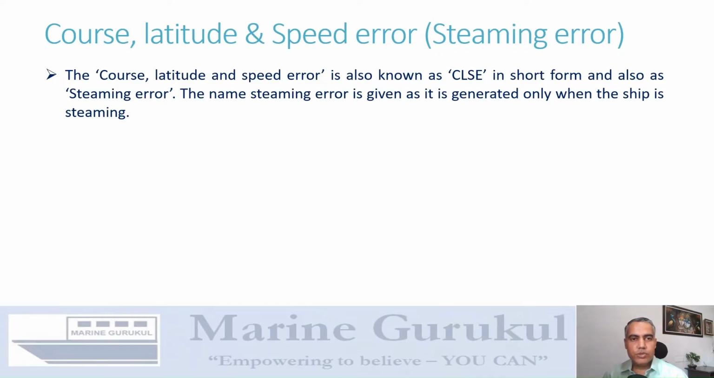The course latitude and speed error is also known as CLSE. In short, C for the course, L for the latitude, S for speed, and E for error. And it is also known as the steaming error. The name steaming error is given as it is generated only when the ship is steaming.